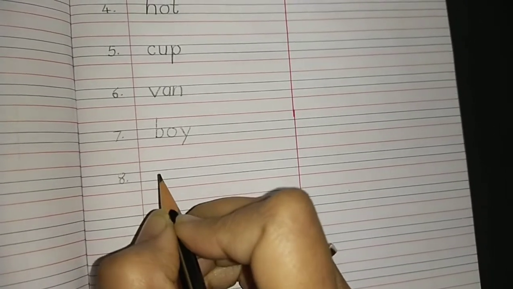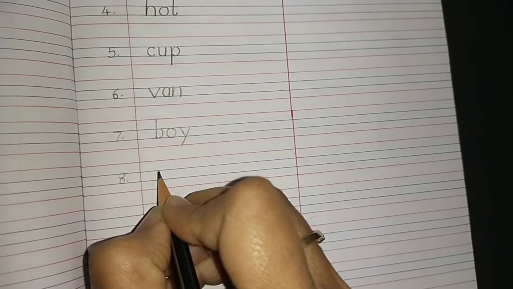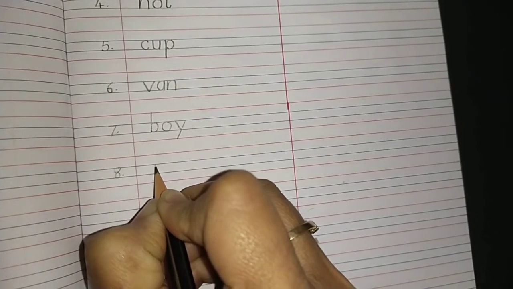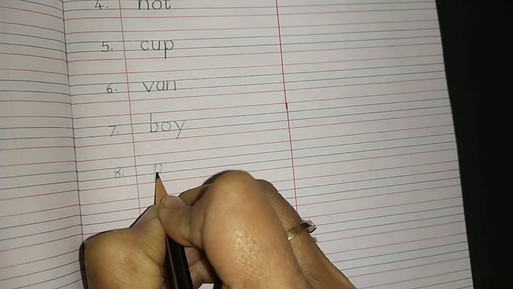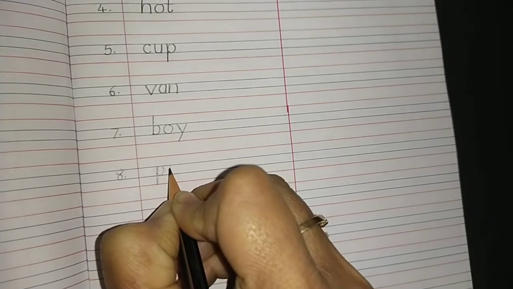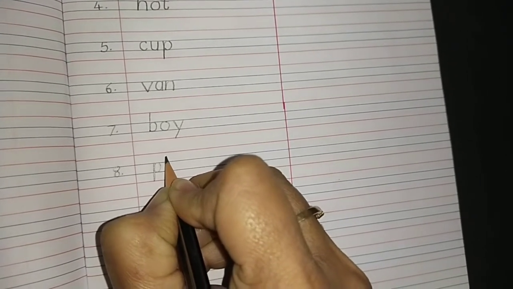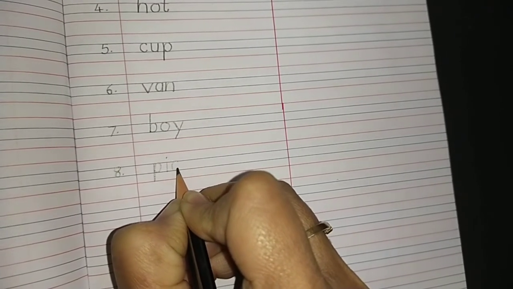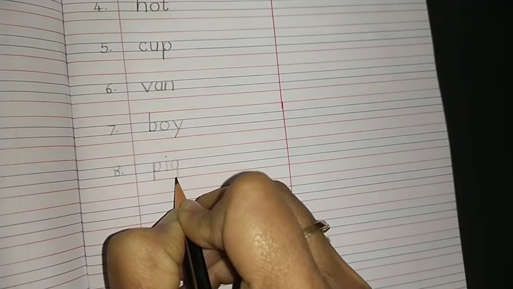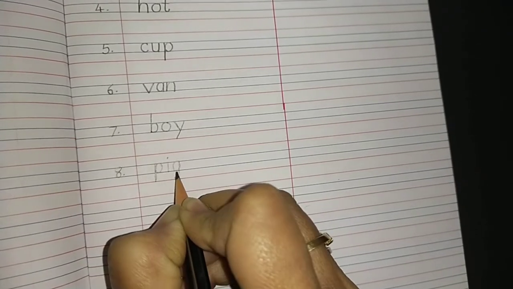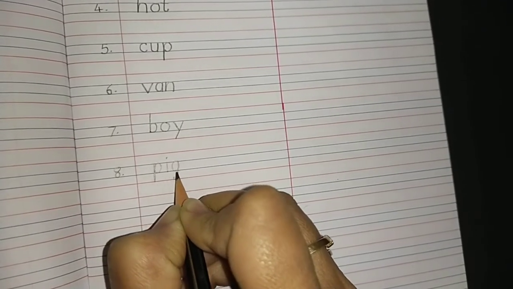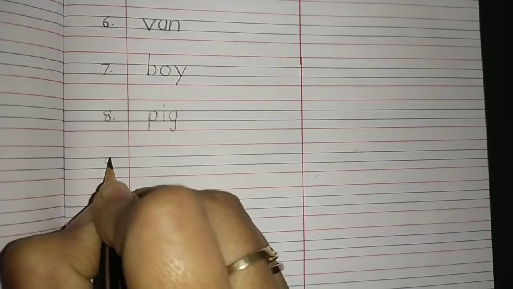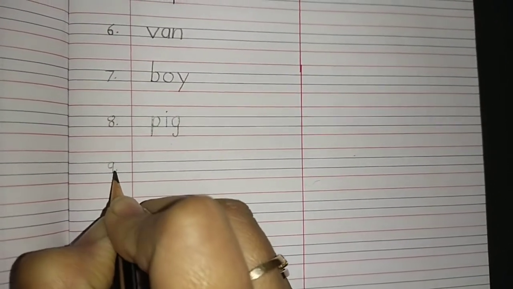Number 8, we will write pig. P-I-G, pig. For alphabet P, make a standing line, go up, make a reverse C curve. For I, make a standing line and a dot. For G, make a C curve, go up, come down standing and make a curve. P-I-G, pig.